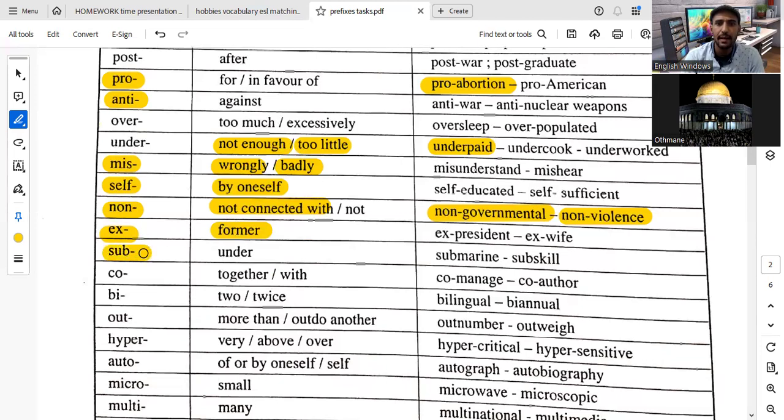When you find sub here, that means under. Sub means under. Like submarine. You got the marine, you know what marine means?